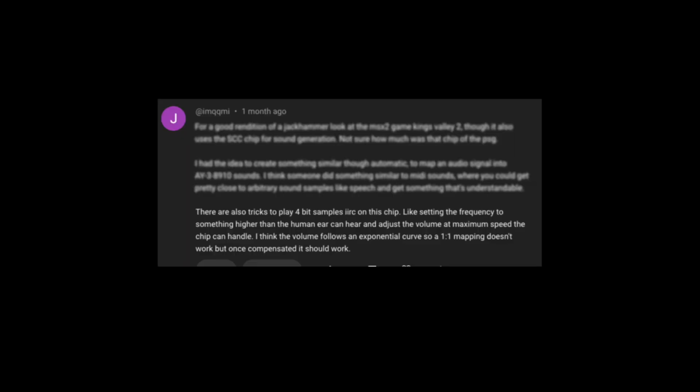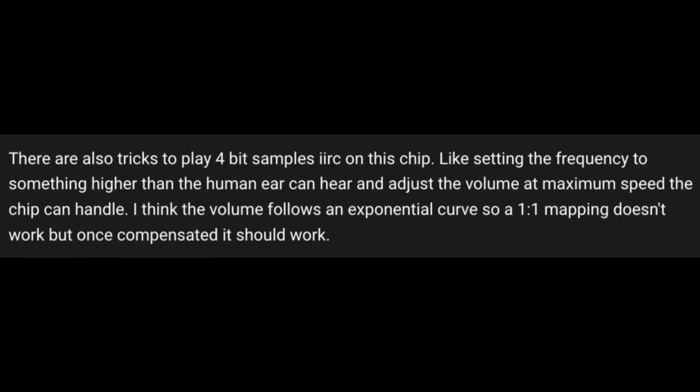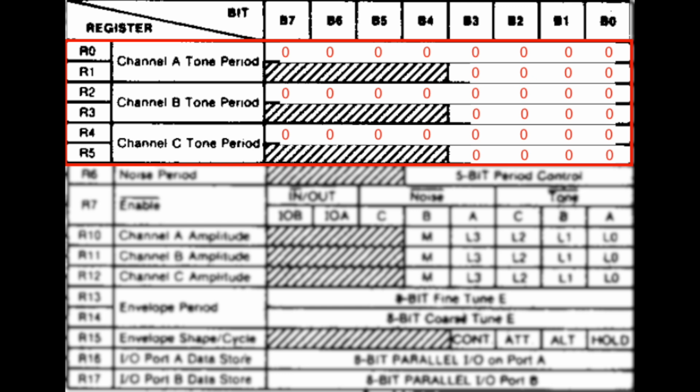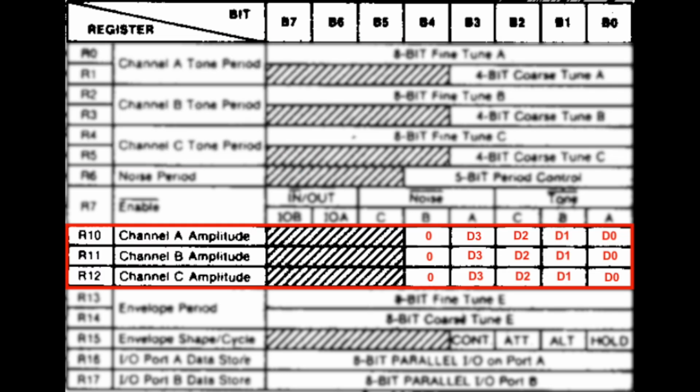Reading through the comments of one of my earlier videos, I found even more clues. One commenter here stated that there are also tricks to play 4-bit samples on this chip, like setting the frequency to something higher than the human ear can hear and adjust the volume at maximum speed the chip can handle. So what I set about doing was setting the oscillators in the chip at maximum frequency, at a supersonic frequency around 62 kilohertz, and just adjusting the output volume level for all 3 channels simultaneously.